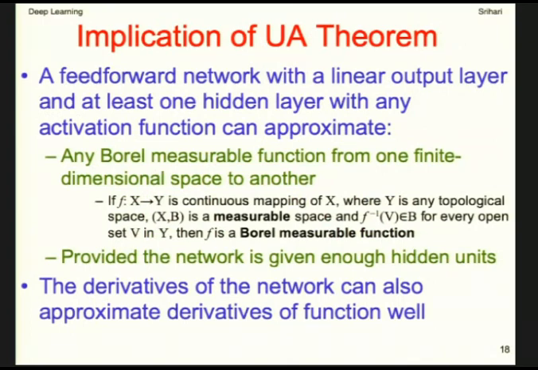And so, the implication of the universal approximation theorem: a feed-forward network with a linear output layer and at least one hidden layer with any activation function can approximate any Borel measurable function from one finite-dimensional space to another. What the heck is a Borel measurable function? If f from X to Y is a continuous mapping, where Y is any topological space and X is a measurable space, and f inverse of V belongs to B for every open set V in Y, then f is Borel measurable. All right, the mathematical experts tell us that that is the way.